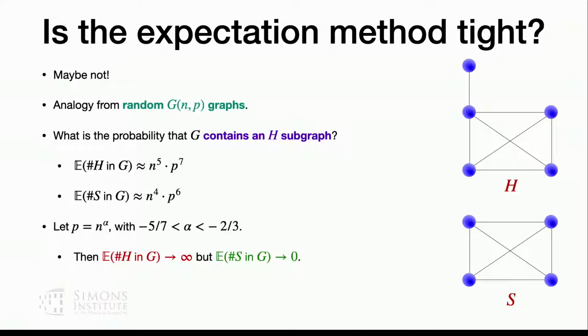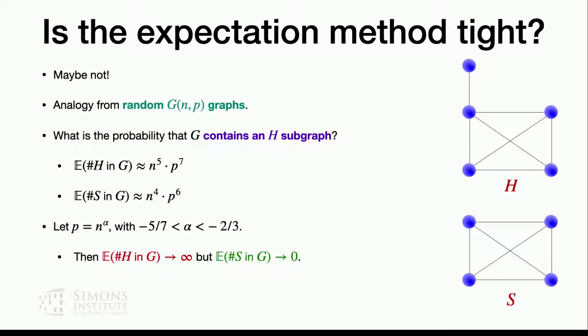However, the expected number of H's in G does go to infinity. So this is exactly an example of a random variable whose expectation goes to infinity, even though its probability of being positive is very, very small. Okay? So this is what happens. So the expectation method, the analog of what we're trying to do for codes, turns out not to be tight for random graphs.